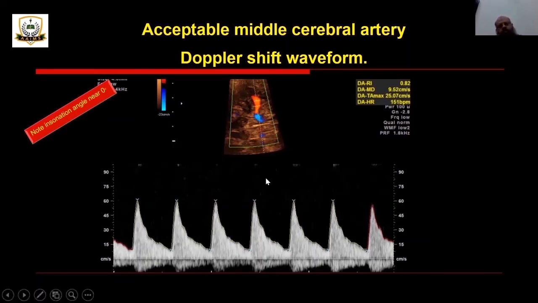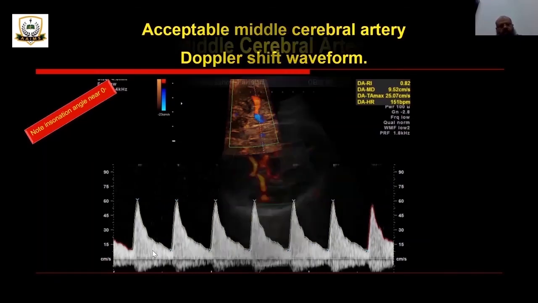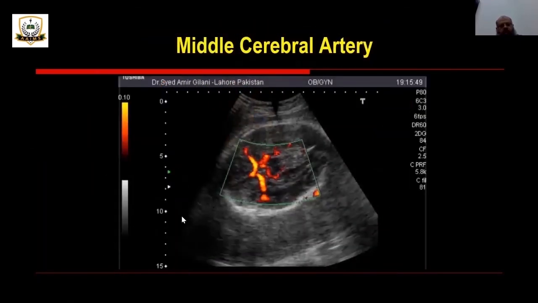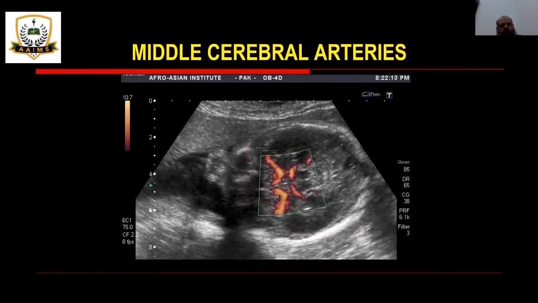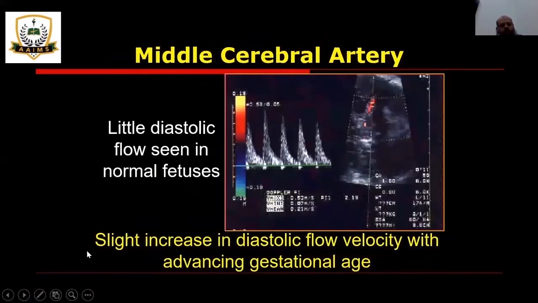So here it is. You can see the early systolic. This is the peak systolic. Then comes the diastole, and we have the end diastolic. So it is biphasic flow. Here is another scan of the middle cerebral artery on power Doppler. Little diastolic flow is seen in normal fetuses.